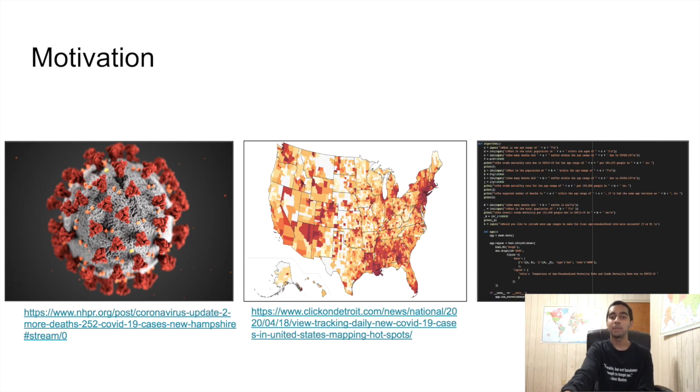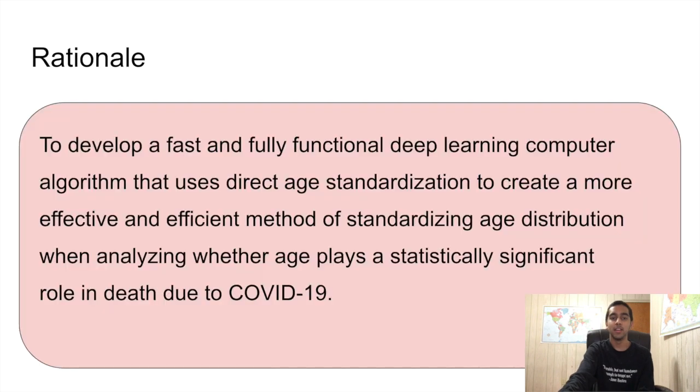In general, we have heat maps as shown in the middle, but we lack age-specific data through age standardization. So the purpose of this experiment was to create an algorithm to calculate and model death rates due to COVID-19 after age standardization.